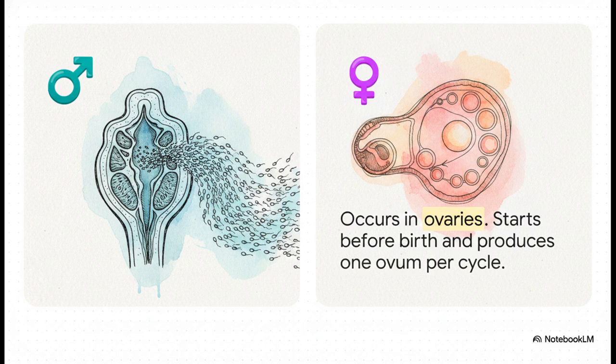But on the female side, oogenesis is a completely different ballgame. It happens in the ovaries, but the process actually starts before the female is even born. Diploid cells mature into primary oocytes and just wait there, suspended, until puberty triggers menarche. It eventually stops at menopause, and the whole thing is so highly regulated by hormones that typically only one single functional ovum, or egg cell, is produced per cycle.